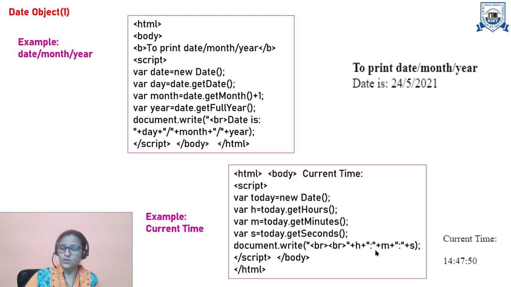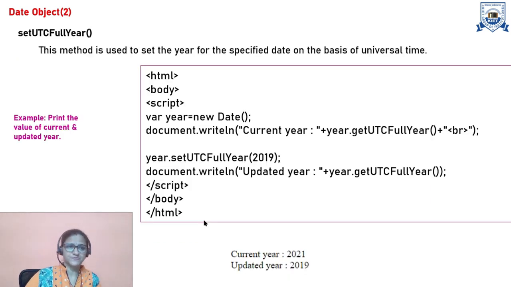They are separated with the colon sign. H colon M colon S. Hour, minute, second. What is the current time right now? It will print it over here. So these are the ways to work with the time.